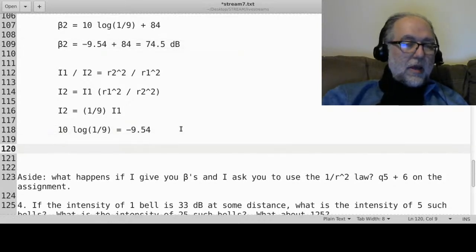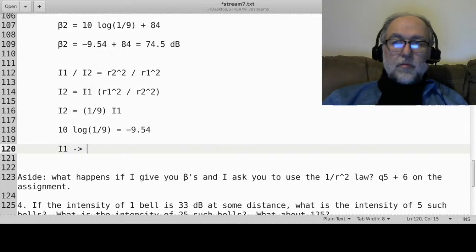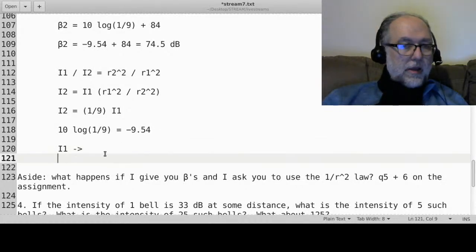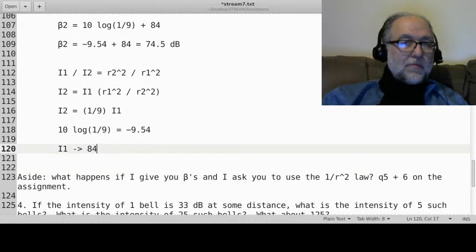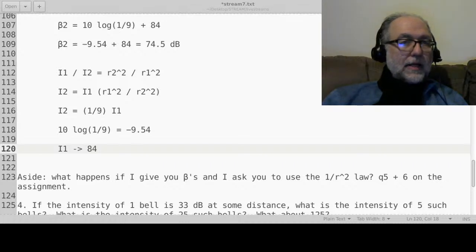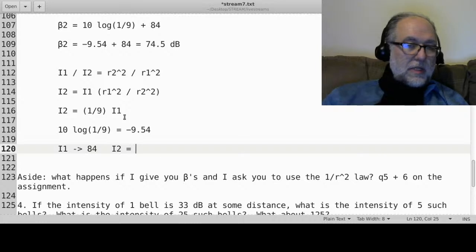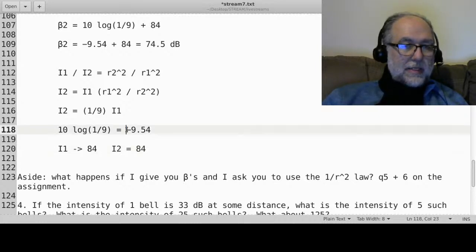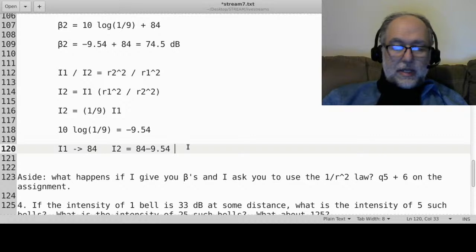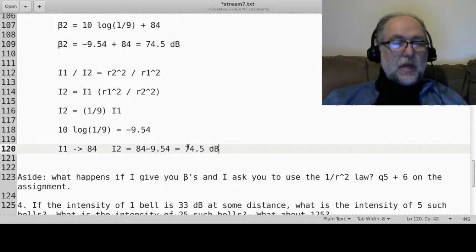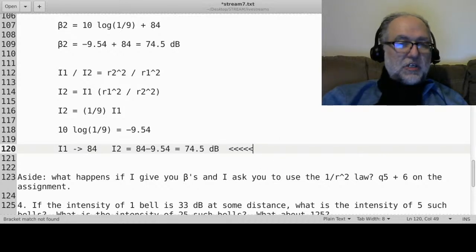Then you go, well, if I1 has decibels, what was it, 84. Oh no, I lost my cursor. Hold on a sec. There we go. If that's 84 decibels, then I2 is going to equal the 84 decibels minus that, and that's going to give you the 74.5 decibels. So that's obviously a much easier way to do it.